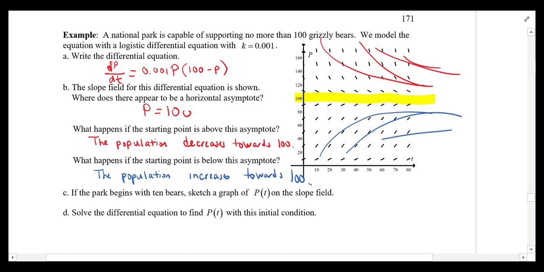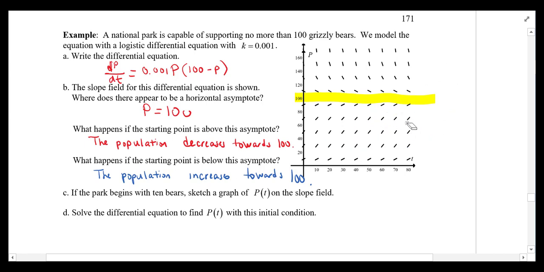So now it says if the park begins with 10 bears, can you actually sketch the graph? So I better erase all the stuff. Now I'm saying if it begins with 10 bears, so when t equals 0, we are here at 10. Sketch a graph of p of t. This is not the differential equation, but the actual solution. So if I were to start to draw, I'm thinking, and oh, something weird happened, right? Looks like it kind of changed. And as it moves, it gets flatter and flatter and probably gets towards, you got it, 100.